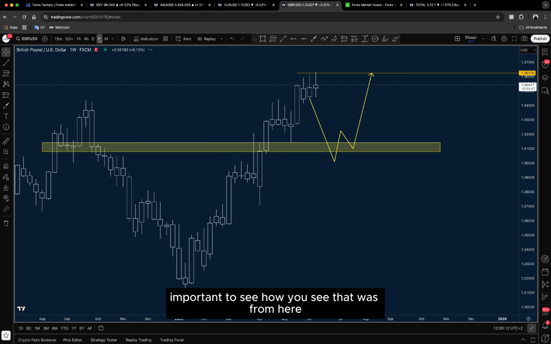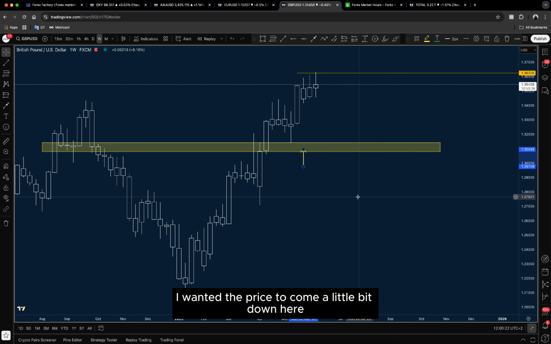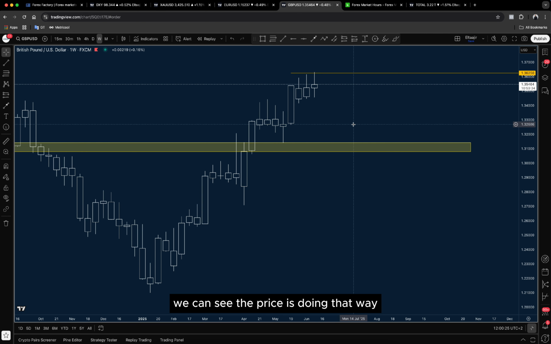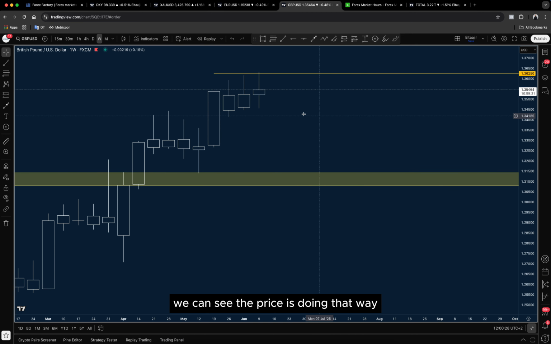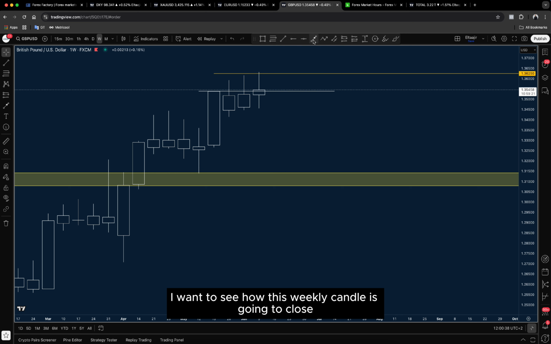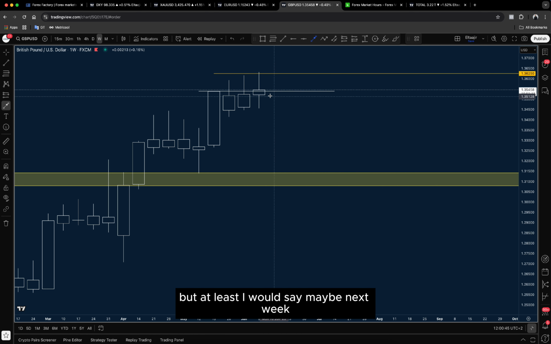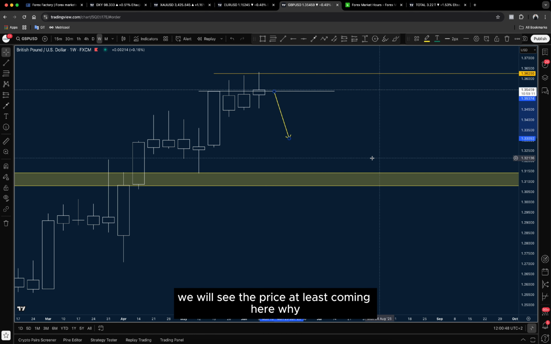It will again be important to see how, you see, that was from here, but it didn't happen the way I wanted. I wanted the price to come a little bit down here. But anyway, we can see the price is doing that way. A very important thing to keep in mind right now is basically this area. So we have this level here. And again, I want to see how this weekly candle is going to close, and based on that, I will decide. But at least I would say maybe next week we will see the price at least coming here.